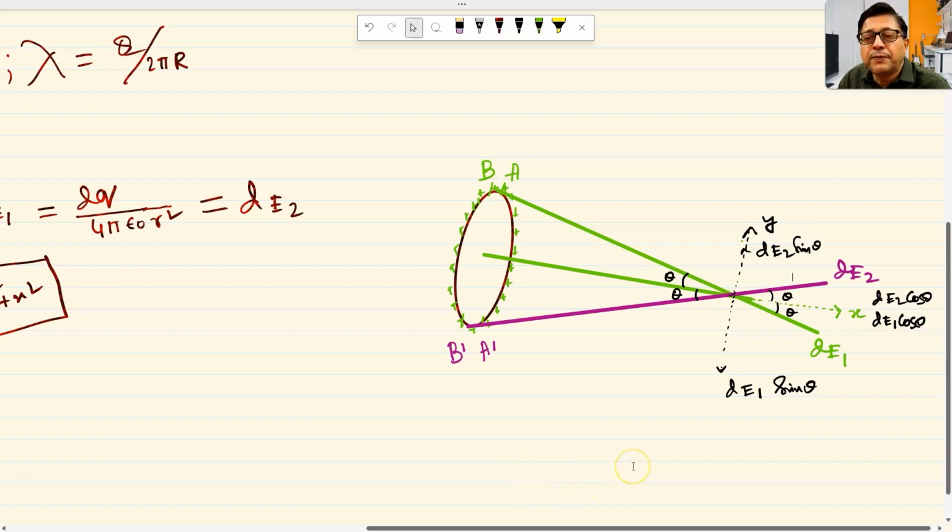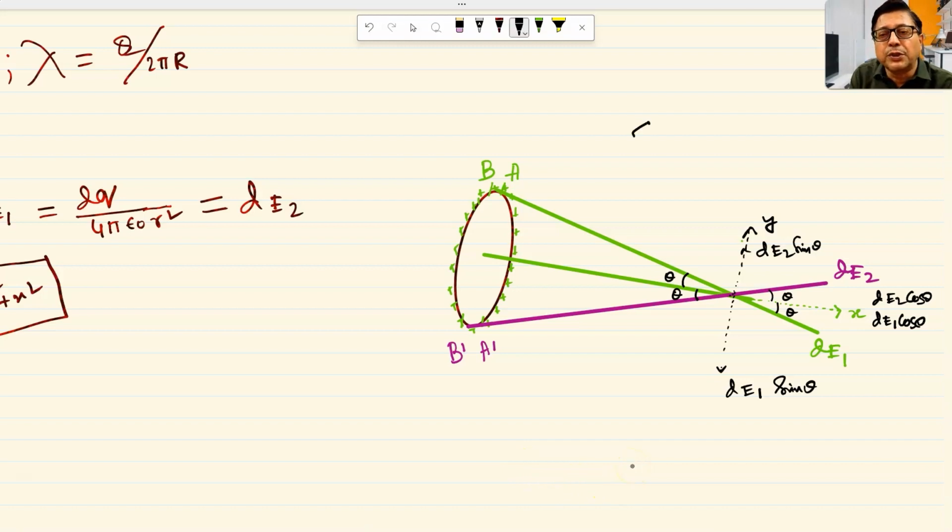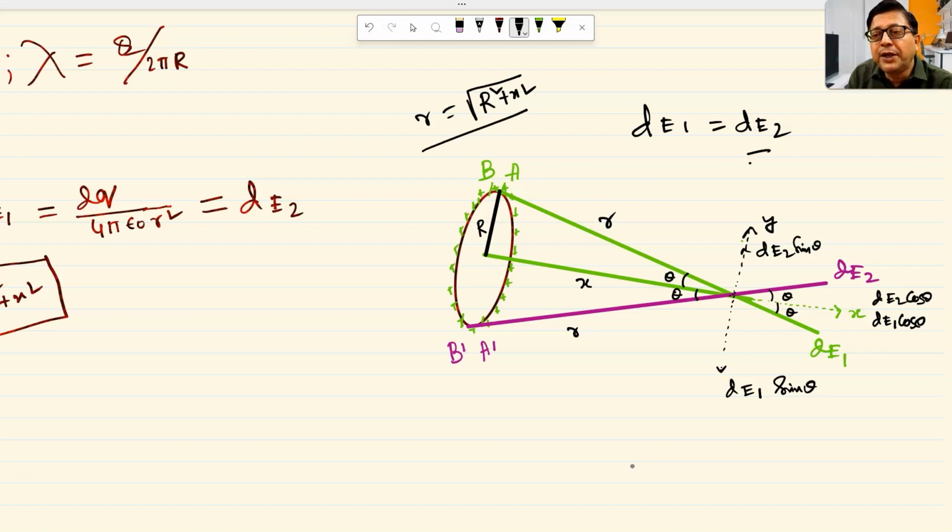Now the values of dE1 and dE2 are both equal magnitude-wise. This is r. You should remember this is r and this portion is x. So this is also r, and the value of r we have taken as root of r square plus x square by Pythagoras theorem. dE1, dE2, their magnitude is dq by 4 pi epsilon 0 r square, where r is given by this relation, r equal to under root r square plus x square.